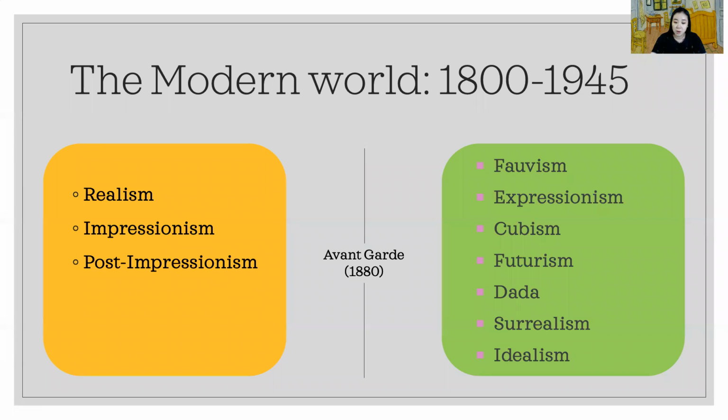In this video, we are going to see art after the avant-garde: Fauvism, Expressionism, Cubism, Futurism, Dada, Surrealism, and Idealism. There are many art movements and artists. In this section, there are related artist videos. Please watch them after this video for a deeper understanding of each art movement.